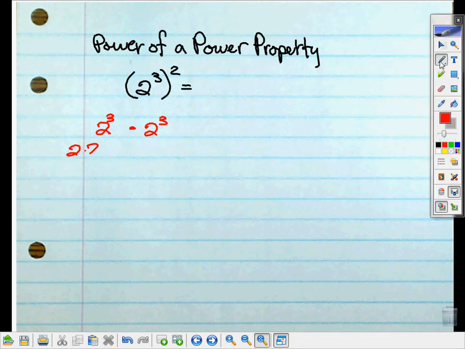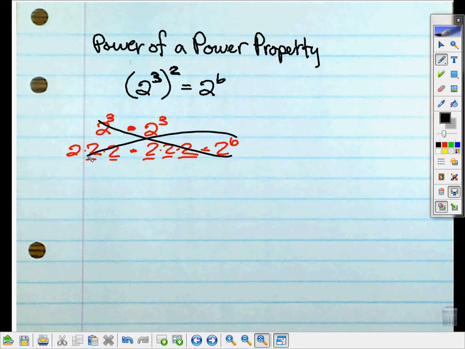It means we have 2 times 2 times 2, and then we have another 2 times 2 times 2. And if we're multiplying these all together, you should notice we actually have 1, 2, 3, 4, 5, 6. We have 2 to the sixth power. And if you look back up here, I hope you end up seeing how could we get 2 to the sixth power from what we have up here. It's to take the 3 times the 2 and multiply those together, and you would get 2 to the sixth power and not have to do any of this as far as to write that out.